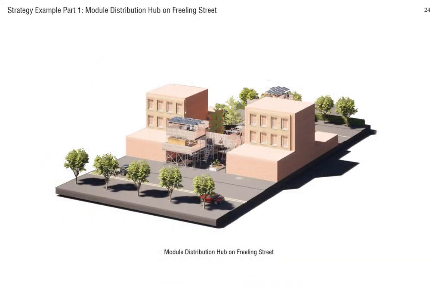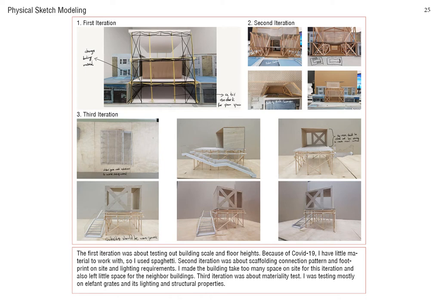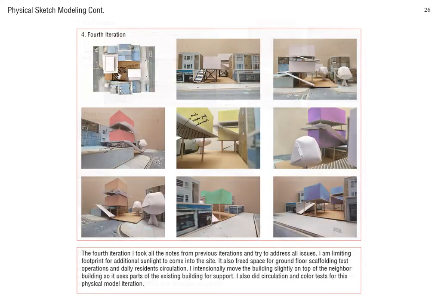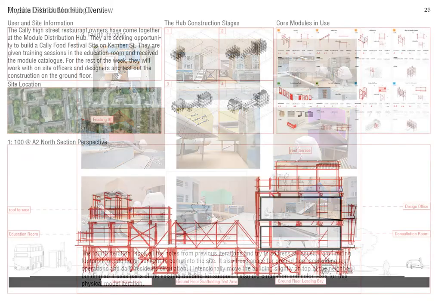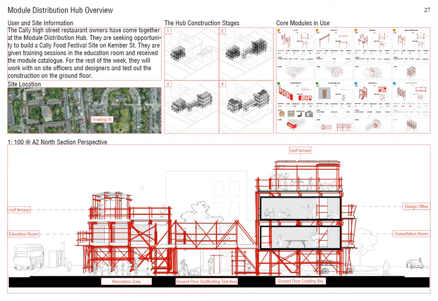Now I'll explain the 3 modular examples showcased in my portfolio. The first one is the module distribution hub on Freeling Street. I begin the design with physical sketch modeling. So each iteration aims to deal with different issues. Through physical models, I tested out building footprints, lighting, right of light, materiality, scaffolding patterns and density, color and texture, and finally space arrangements. And here is the module distribution hub overview.